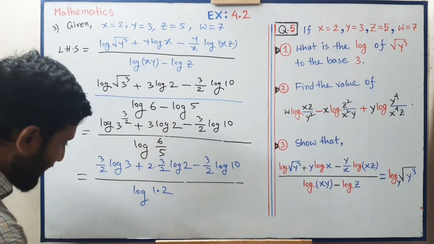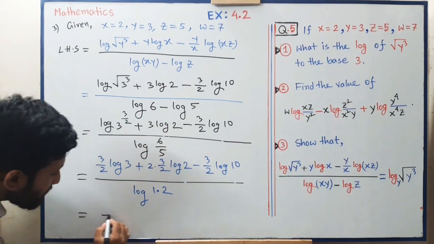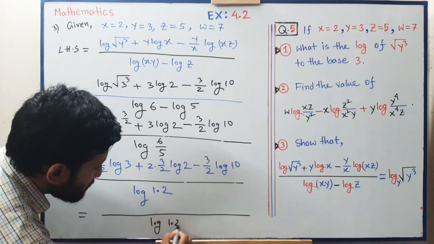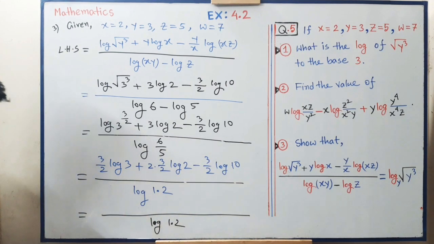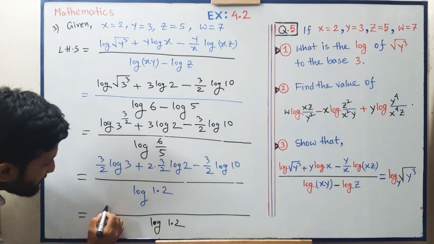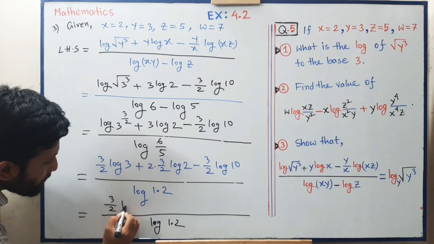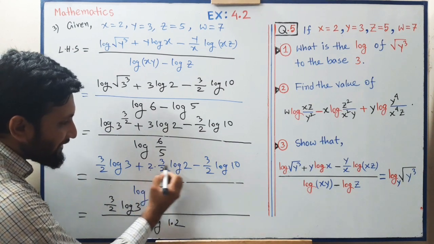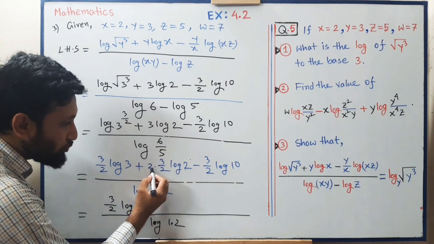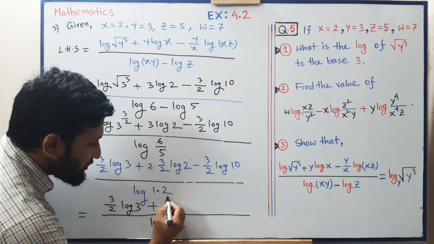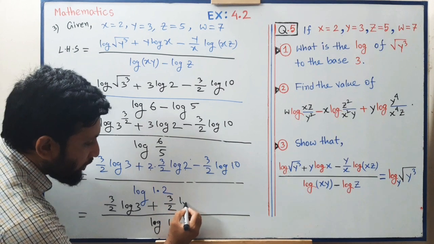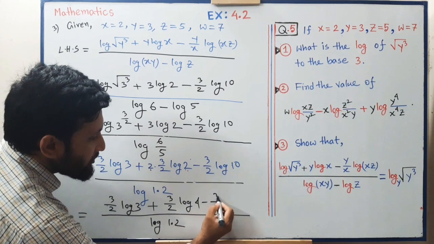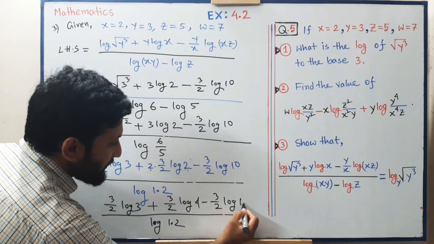Now in the next line we can write log 1.2 in the denominator, and in the numerator we write 3/2 log 3, and then here the 2 we can set as a power. So 2 squared, we can write 3/2 log 2 squared, that means log 4, and then minus 3/2 log 10.